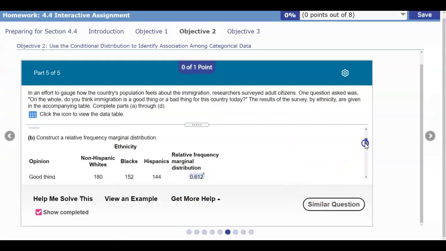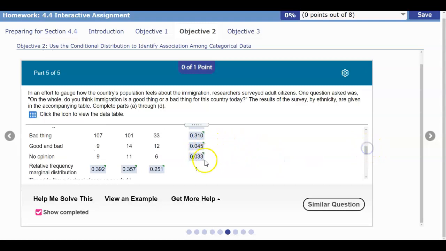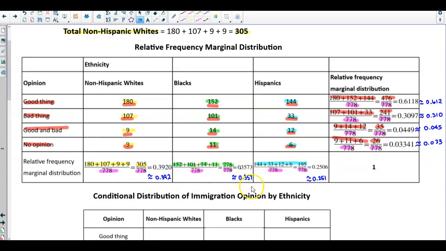All right, so here we go. So we have our 0.612, 0.310, 0.045, and 0.033, and we know when we add them up, it gives us 1. And down here is 0.392, 0.357, and 0.251, which again matches our results here.